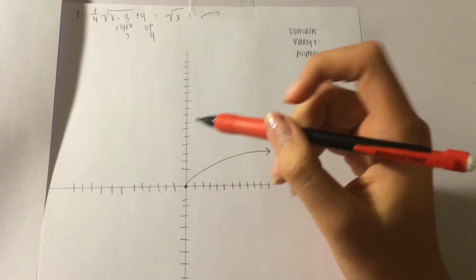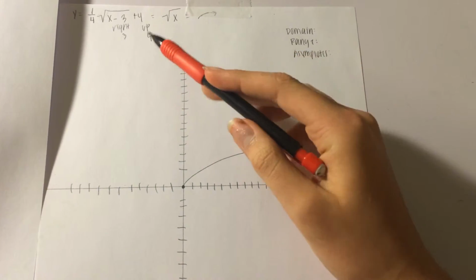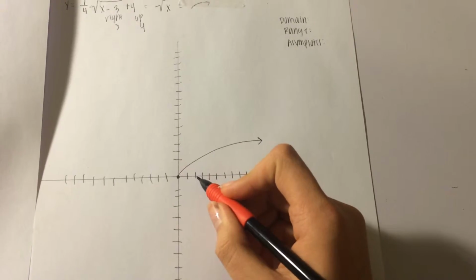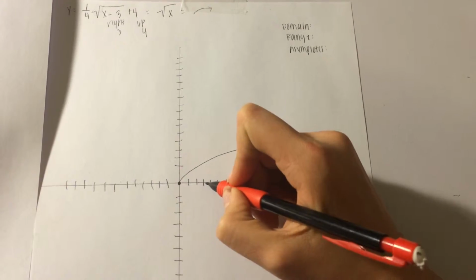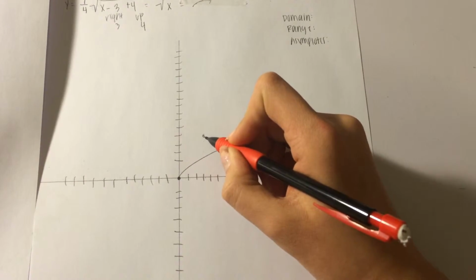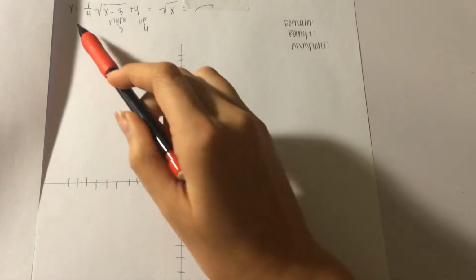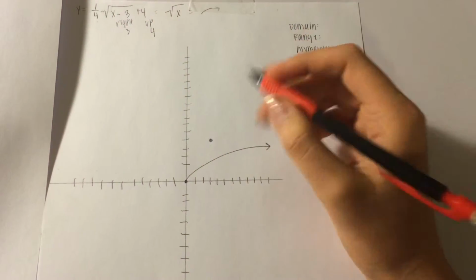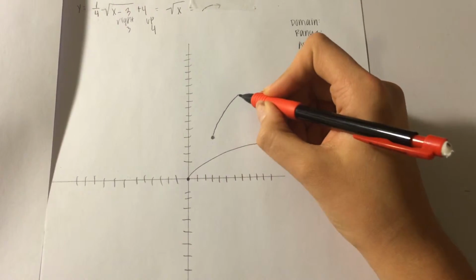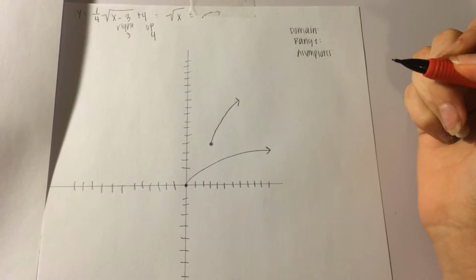So first, I always do translations first, it's easier for me. So I'm going to go right 3, so we're going to go 1, 2, 3, and up 4, 1, 2, 3, 4. This is going to be about right here, and we have to compress vertically by 1/4. So there's going to be less of a curve, so that's going to be my compression.